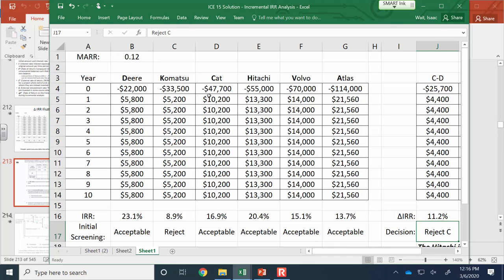And so then the next comparison is going to be Hitachi versus deer. So we're not going to compare Hitachi to cat because we already rejected cat.